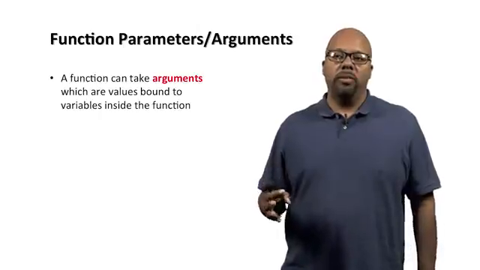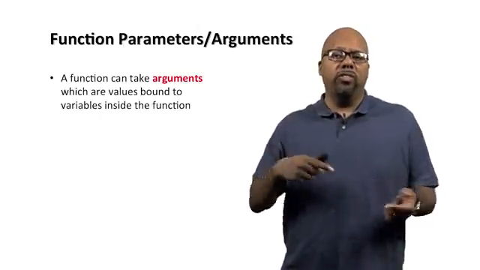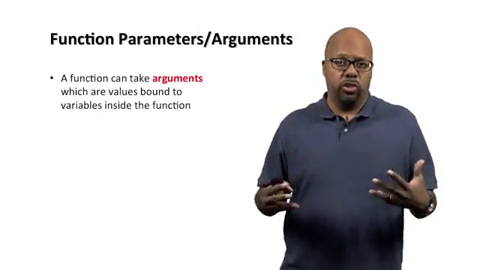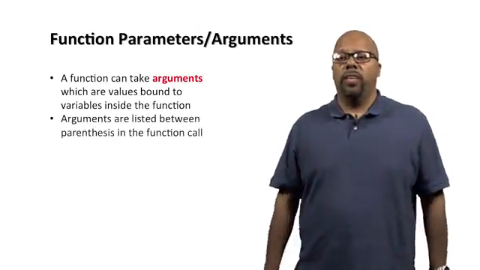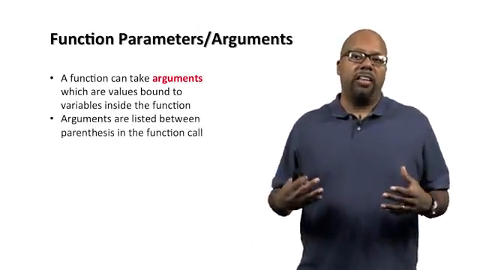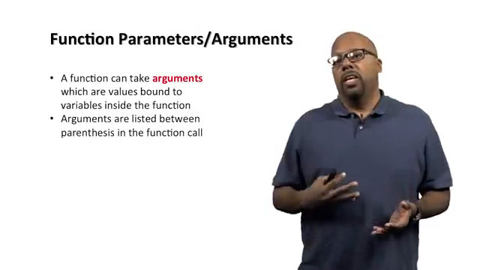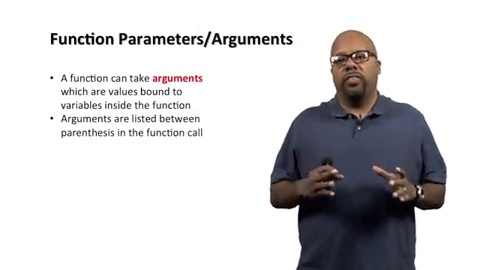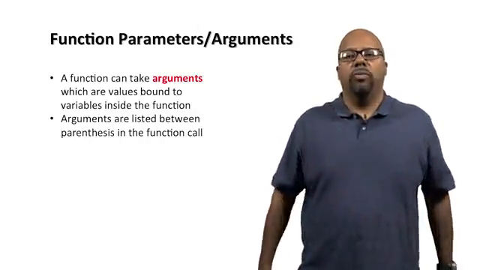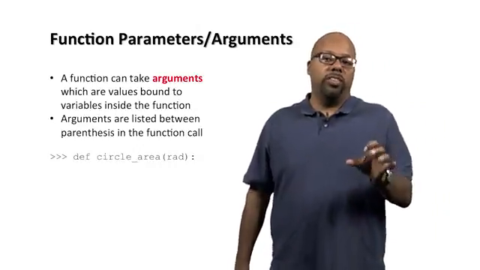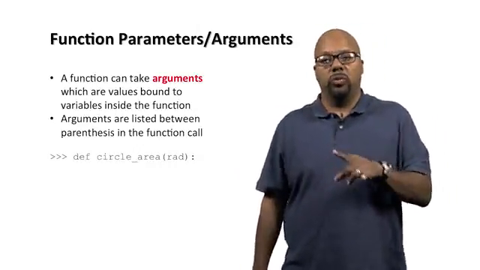A function can take arguments, which are values that are bound to variables inside the program at execution time. Okay? So any arguments that you want to pass as information to the function, you list them inside the parentheses when you make the function call, and also inside parentheses when you're doing the definition of the function. So we'll see that here.